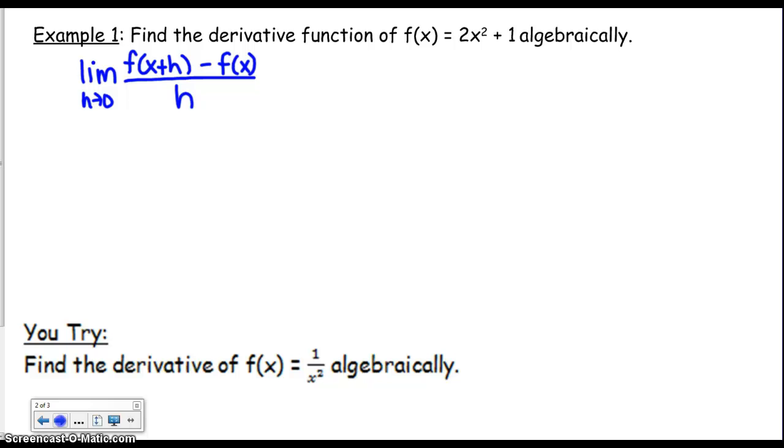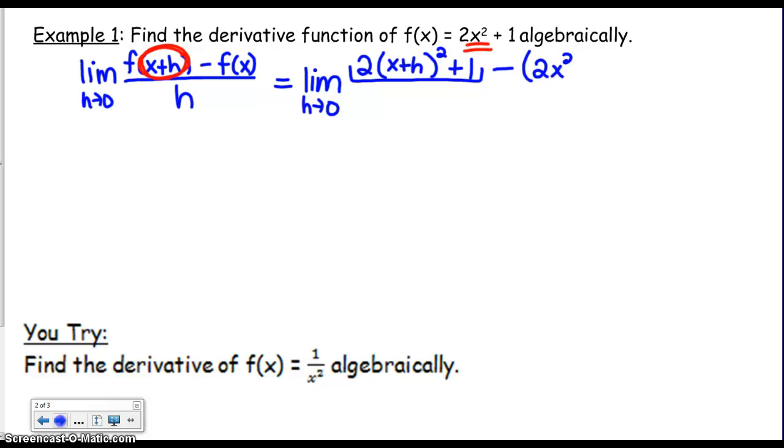So once again, anytime there's something inside the parentheses, that means go to the function and replace the variable there with what's inside the parentheses. So I'm going to replace f of x plus h. That's going to turn into 2, so it was 2x squared, it's going to become 2 times (x plus h) squared plus 1. All of this is the f of x plus h. And so then we minus the original function, 2x squared plus 1, and you should always use parentheses around it when there's more than one term, all over h.